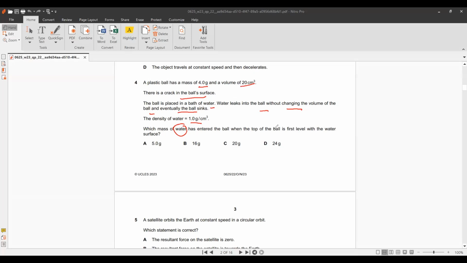Let's see. We do not know the volume of water which has entered the ball, but in the question they have mentioned the volume of the ball has not changed. Clear? So this becomes the density, mass over volume, and this would be equal to the density of water.